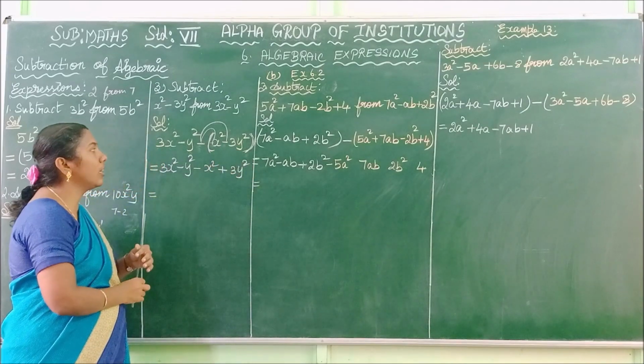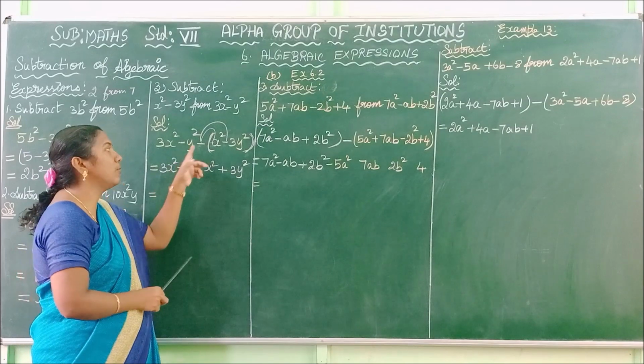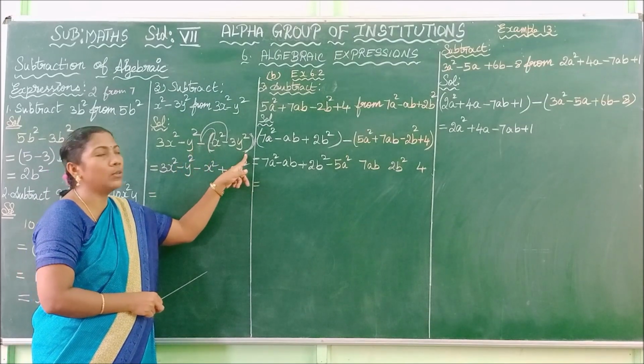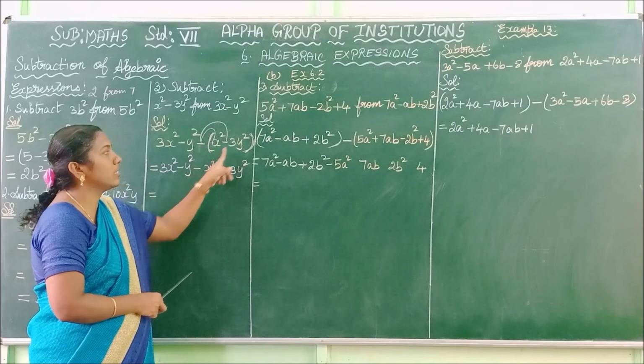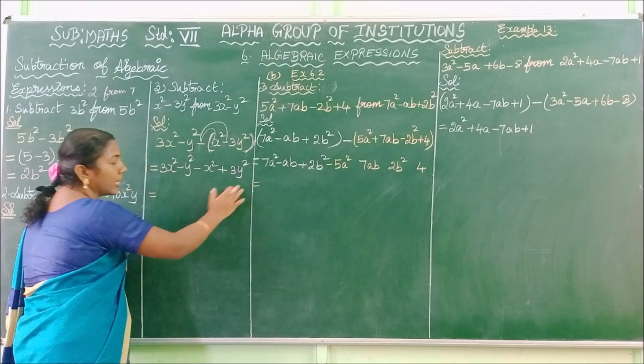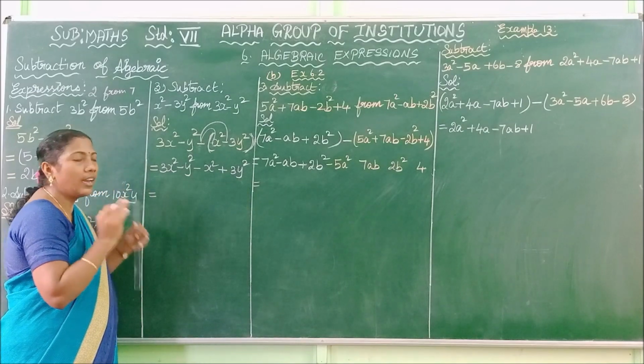Okay, do you understand, children? Otherwise you can easily understand: if outside the bracket you have the minus symbol, it means the symbol will change to the opposite. See here, plus becomes minus, minus becomes plus. Okay. See here, now to evaluate this expression you have to segregate the like terms.